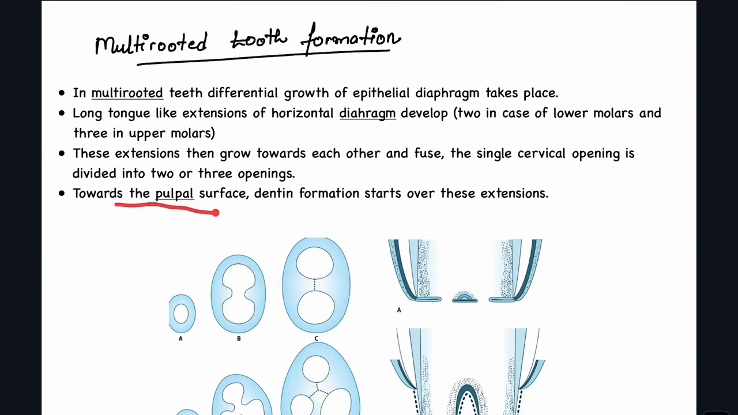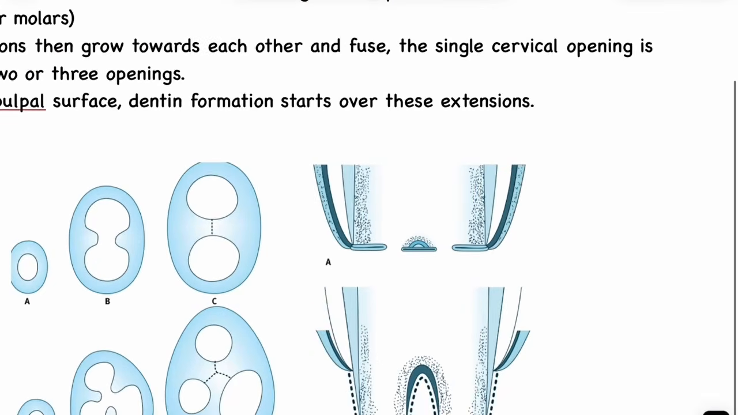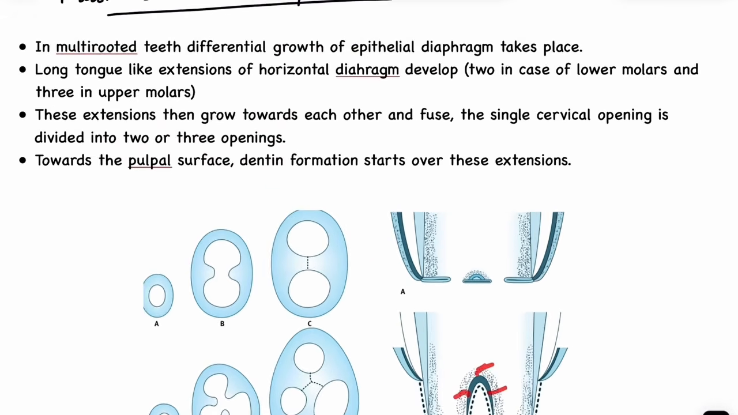Okay. Towards the pulpal surface, the dentine formation starts over these extensions. So now this is formed, and you might say, okay, this is formed in here, but how does dentine formation start? When this fusion occurs, then dentine formation starts taking place in this direction over these extensions. Okay, so these extensions will give rise to dentine in here, and over here.